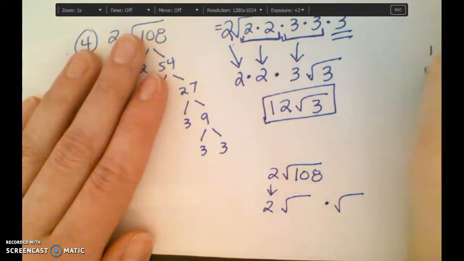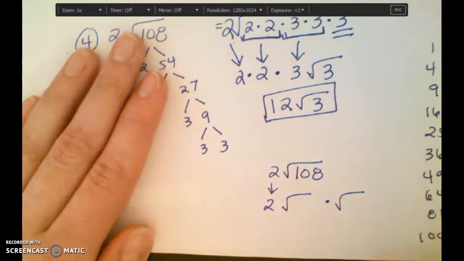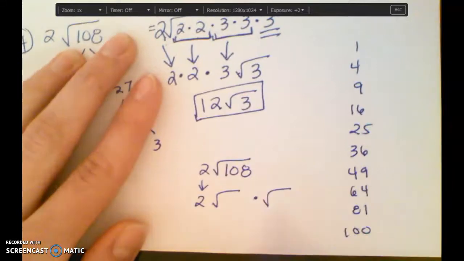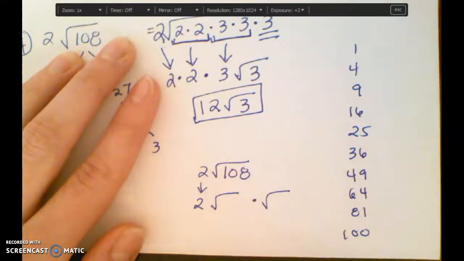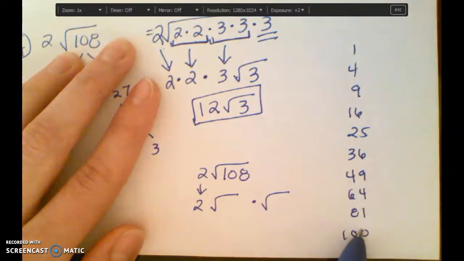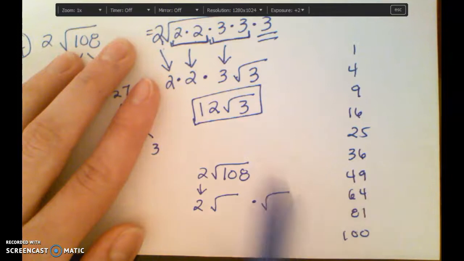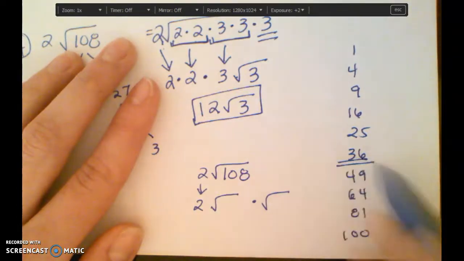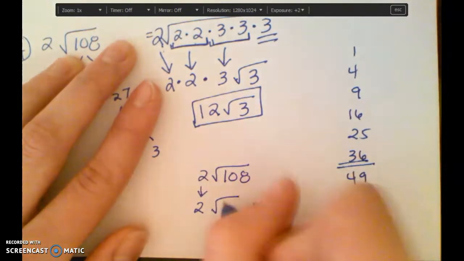We have 1, 4, 9, 16, 25, 36, 49, 64, 81, and 100. Oops, can't see them. So those are our perfect squares that could potentially go into 108. And now we just start at the biggest and we go down our line. 100 doesn't work. 81 doesn't work. And we keep dividing them. And in your calculator, you can just do 108 divided by 100, divided by 81, etc. So we should find that 36 is actually the biggest perfect square that can go into this.